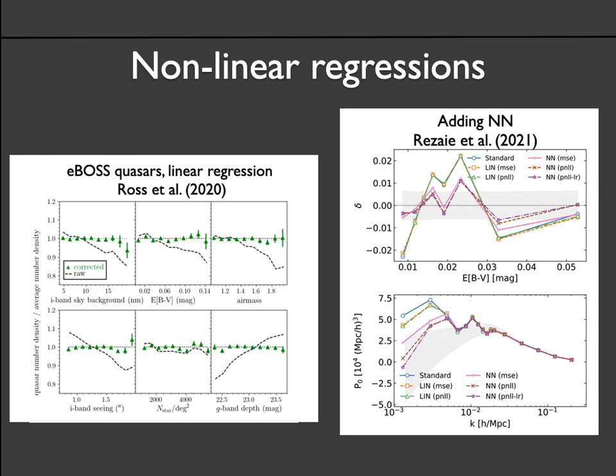So an example of making the methods more complex, and how that was actually necessary, was this analysis by Rezaie et al. on the eBOSS quasars in order to get more robust measurements of primordial non-Gaussianity. This more complicated neural net regression technique was needed.